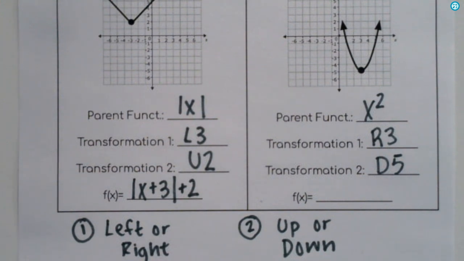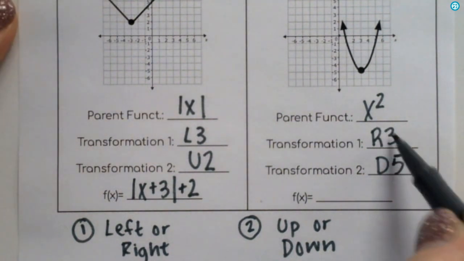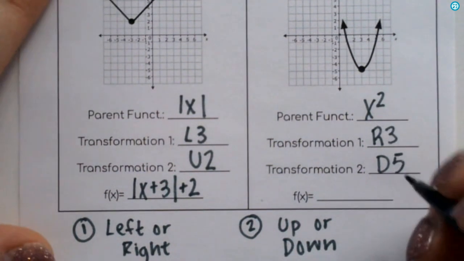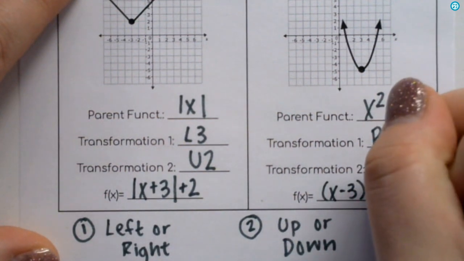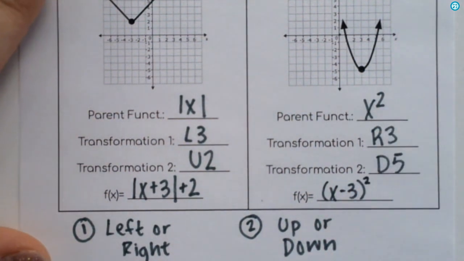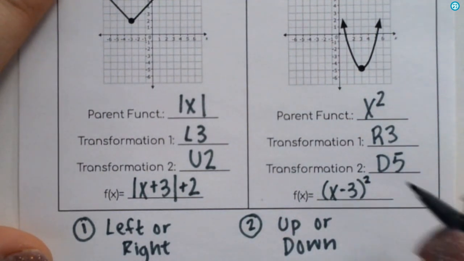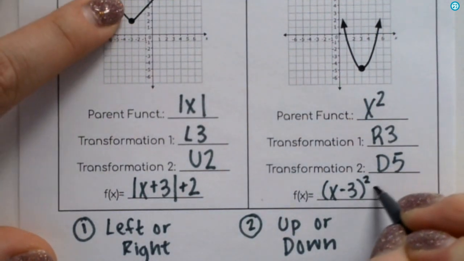Okay, so for this one, we'll do right 3, so we need to subtract inside. So we're going to do x minus 3 inside the parentheses squared. And then outside, we just need to go down 5.